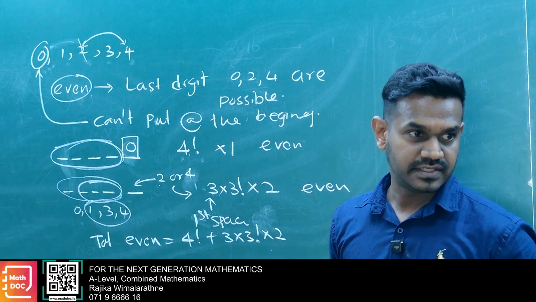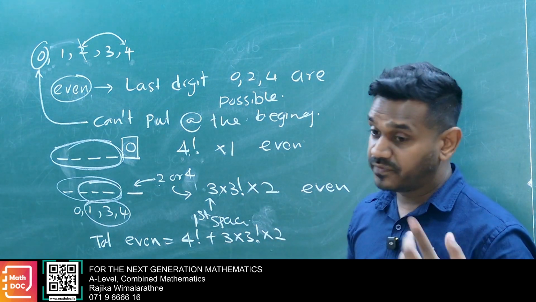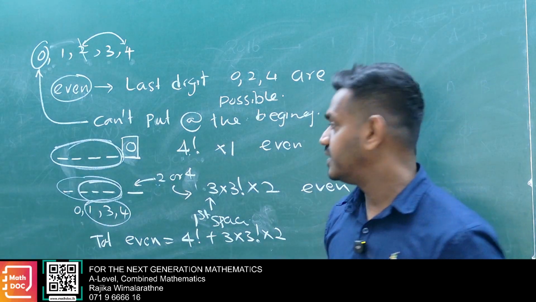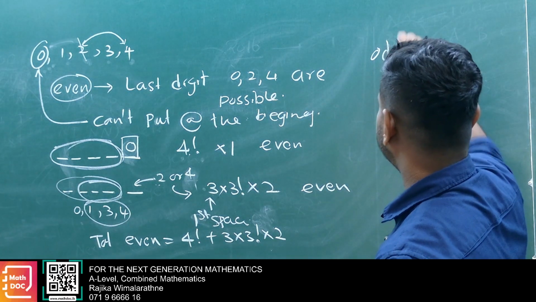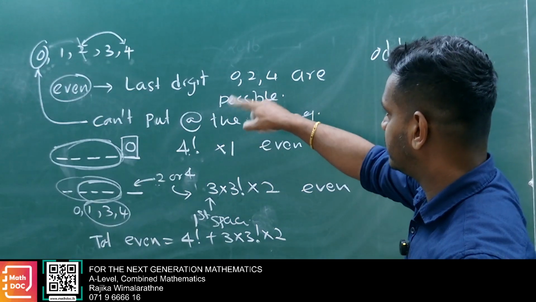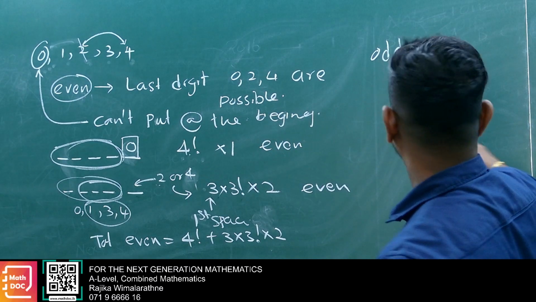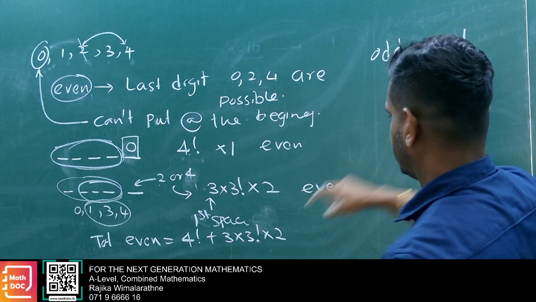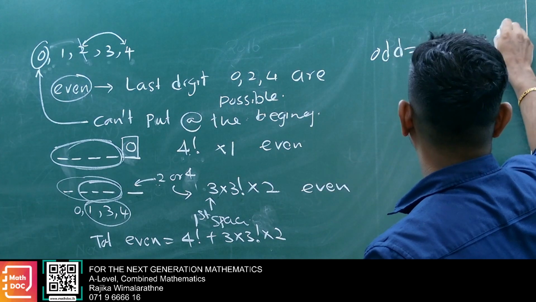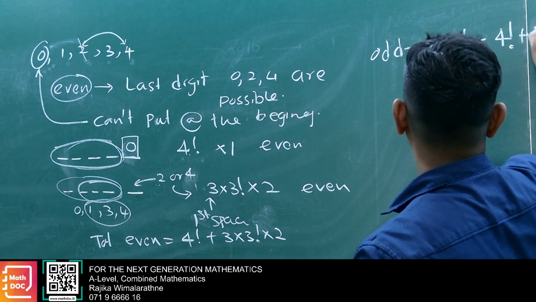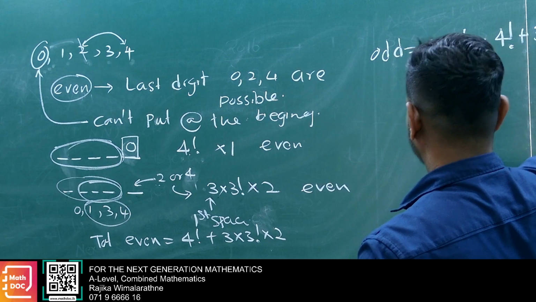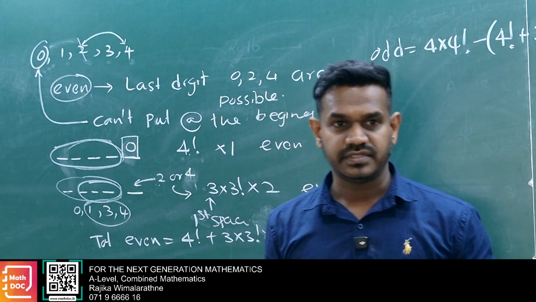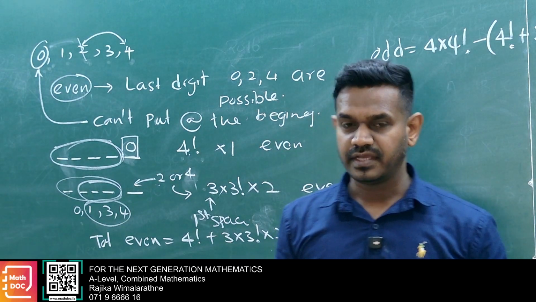That is the even case. Then the rest is the odd case. Therefore, odd. The total we took earlier is 4 into 4 factorial. Subtract the even count, 4 factorial plus 3 into 3 factorial into 2. Here are the odd values. Okay, do up to that.